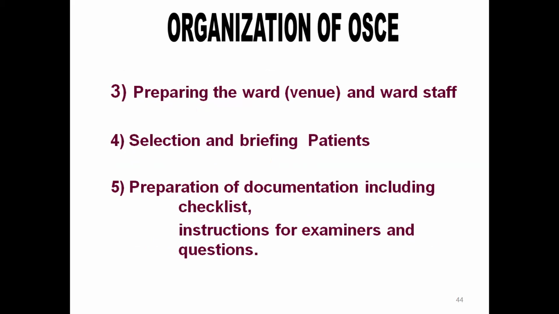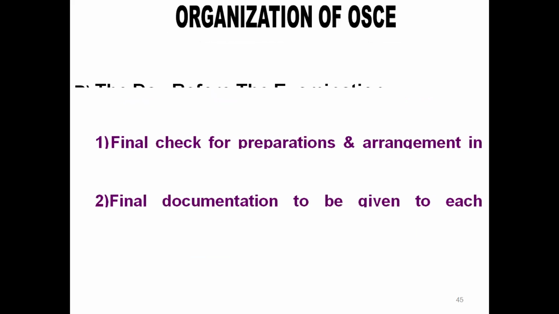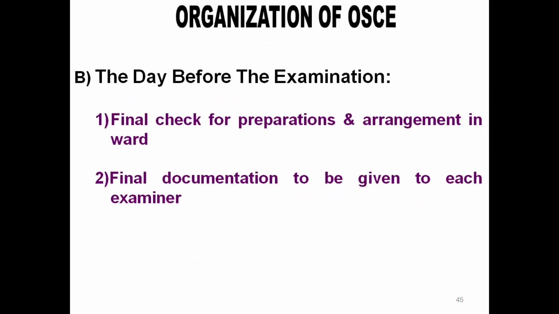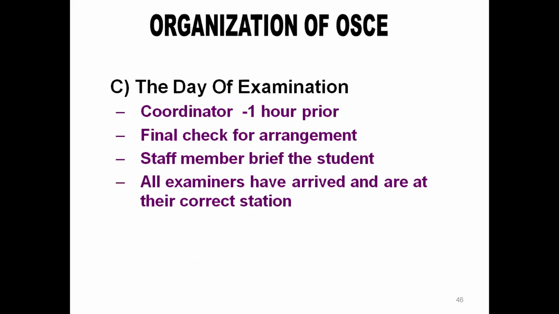Okay, preparation of checklist. Now, what are the instruments required? For example, you are asking to create a WBC count, and there is a fluid WBC. You can put all the WBC fluid, platelet fluid, and RBC fluid, and let's see what the student selects, and based on that, he will get the mark. Okay, so all these things are required. Final check for preparation and arrangement, and documentation given to each examiner. And when the examiner comes on the day or the day before, you can explain to them that this is the methodology we have done.